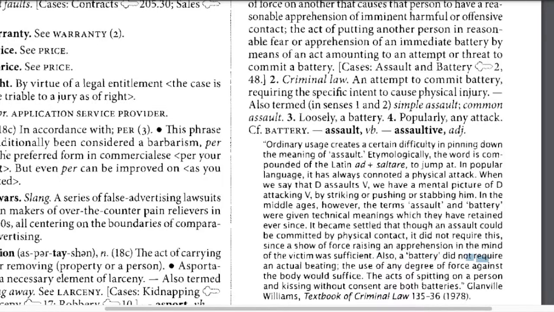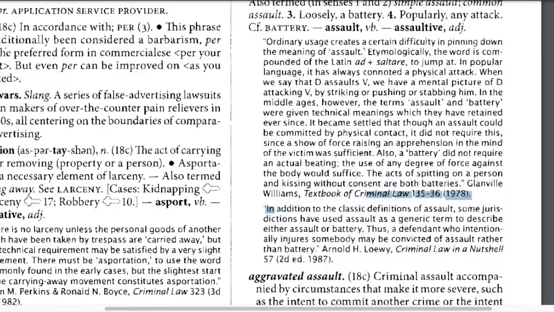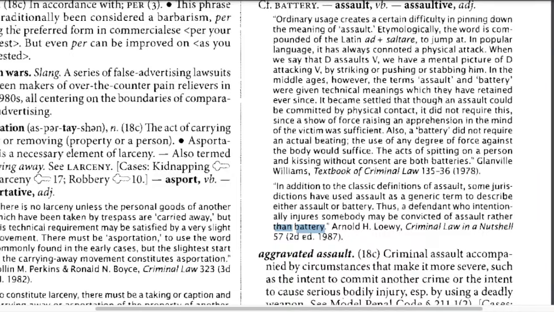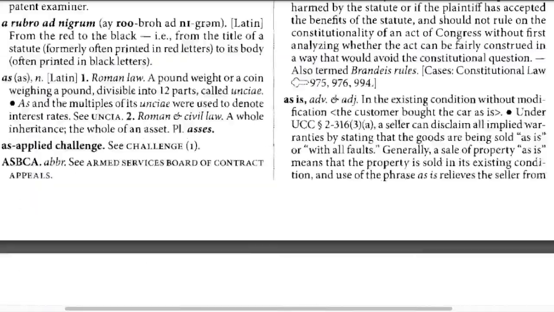Also, a battery did not require an actual beating. The use of any degree of force against the body would suffice. The acts of spitting on a person and kissing without consent are both batteries. In addition to the classical definitions of assault, some jurisdictions have used assault as a generic term to describe either assault or battery. Thus, a defendant who intentionally injures somebody may be convicted of assault rather than battery. Right, so we got a little more clarification on assault, and now we need to get to assign.